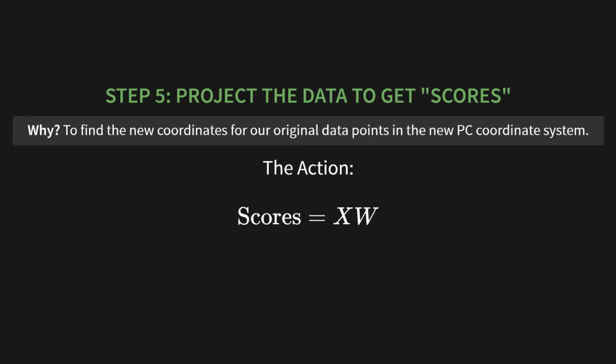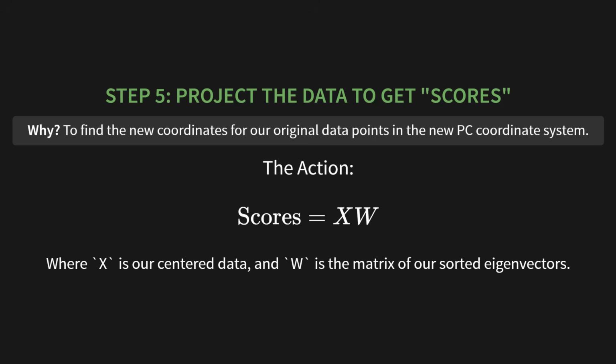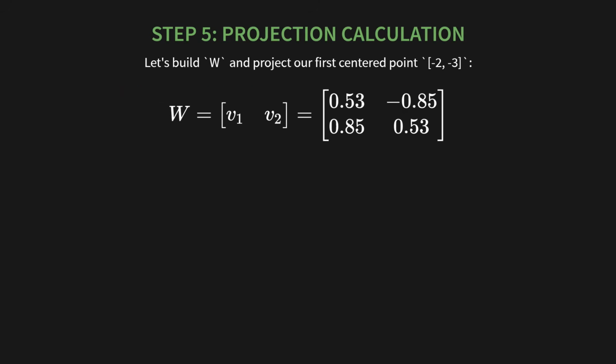Next, step 5, project the data to get scores. So why do we do this? We need to find the new coordinates for our original data points in this new PC coordinate system. The action is to multiply our centered data x by a matrix W, which is just our sorted eigenvectors stacked together. Let's build W and project our first centered point, which was negative 2, negative 3.